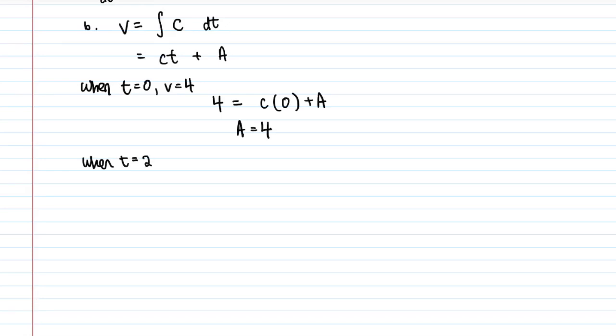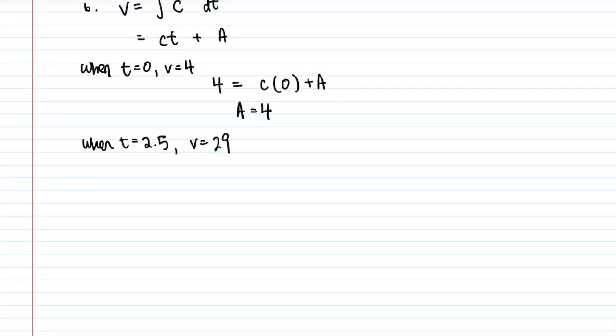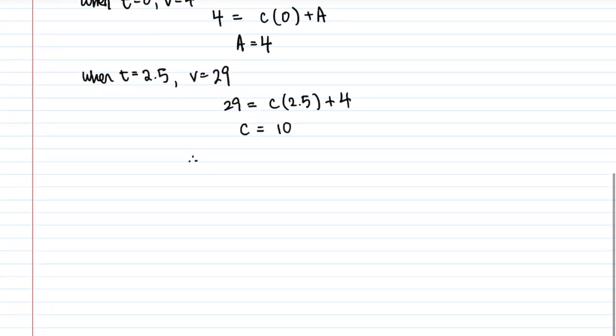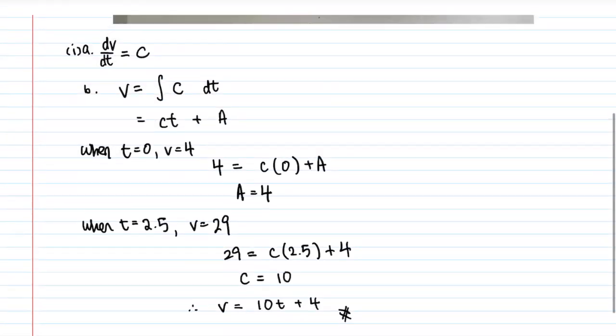equals 2.5 seconds, your velocity is 29 meters per second. So you just need to sub this in. You will simply get velocity, which is 29, equals c times 2.5 plus 4. You will find that your c will very simply be a very nice value of 10. Therefore you can come up with the equation of your velocity, which is that v equals 10t plus 4. Simple. So that is part 1 done.